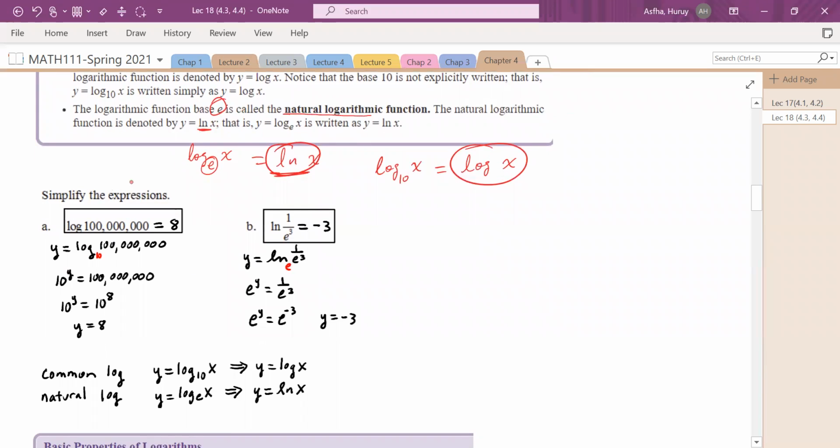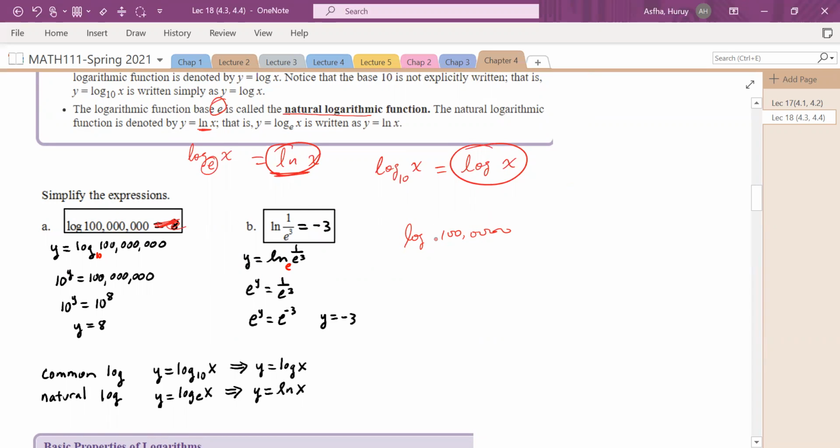Now, knowing this, let's simplify these expressions. The first one, we have log 100 million. We want to evaluate or simplify this one.